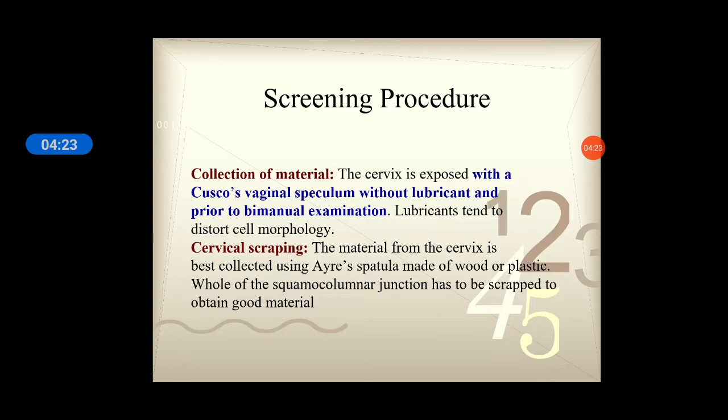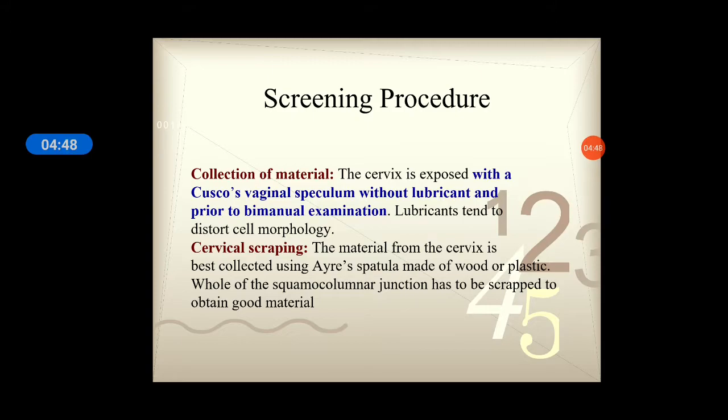Second is the cervical scraping. After the placement of the Cusco's vaginal speculum, next is the cervical scraping, because it is an exfoliative study. So we need the cells from the cervix. The material from the cervix is best collected using the Ayre's spatula. Ayre's spatula is made up of wood or plastic. The whole of the squamocolumnar junction is to be scraped to obtain a good material.